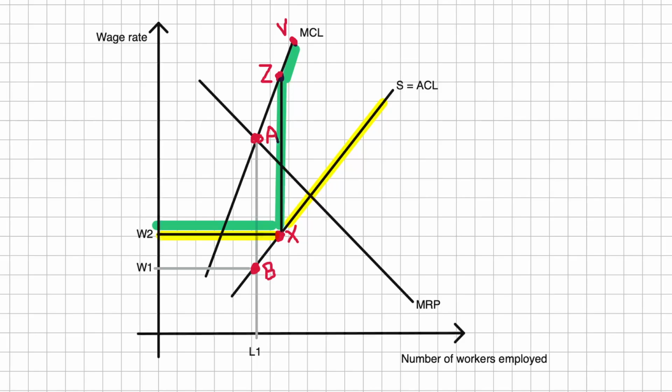The firm still follows the same rule as always. Hire labour where MRP equals MCL, but now MCL has a gap in it. The MRP curve intersects this gap at point C, which corresponds to employment L2. So with the union, wage rises from W1 to W2, employment rises from L1 to L2. This is the crucial AQA result.